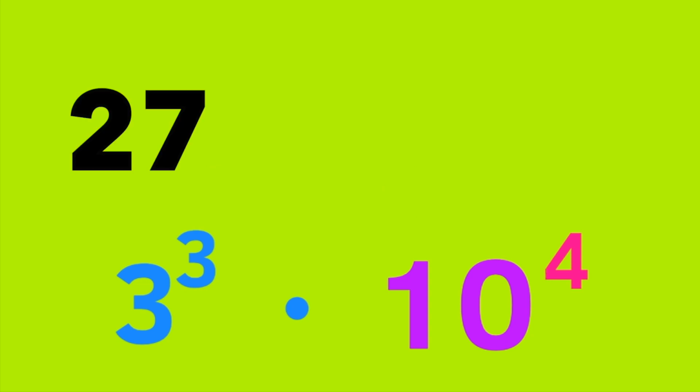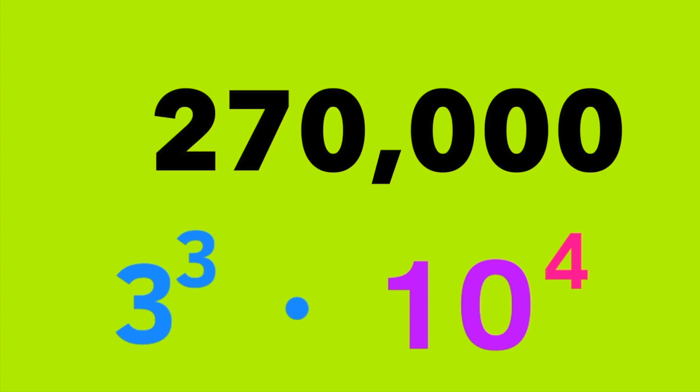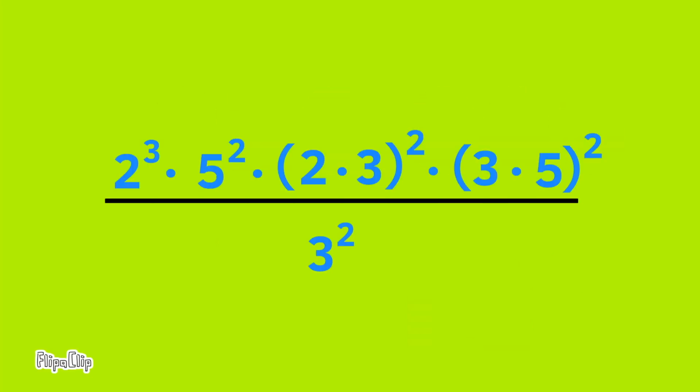3 times 3 times 3 equals 27, and 10 times 10 times 10 times 10 equals 10,000, and 27 times 10,000 equals 270,000. Let's try another expression. This example involves multiplying exponents and dividing by a term with an exponent.